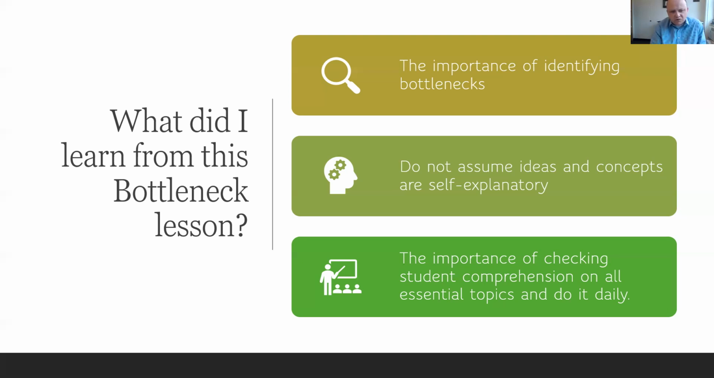There are a wide variety of courses as well. And so I really gained appreciation for having critical assessment techniques or quick ways of checking student comprehension and doing it, if not daily, certainly weekly or almost daily. Those are the things that I've learned from doing this bottleneck presentation and incorporating the bottleneck steps into my classroom.